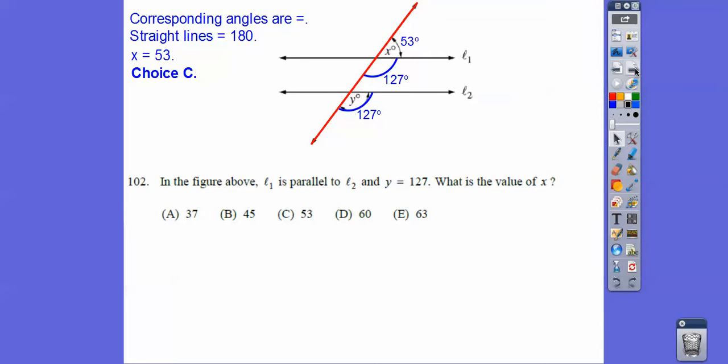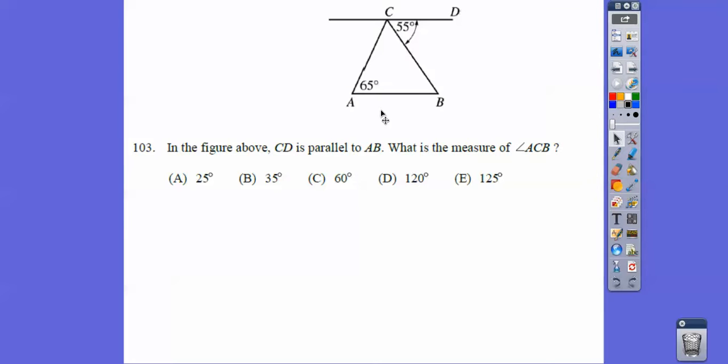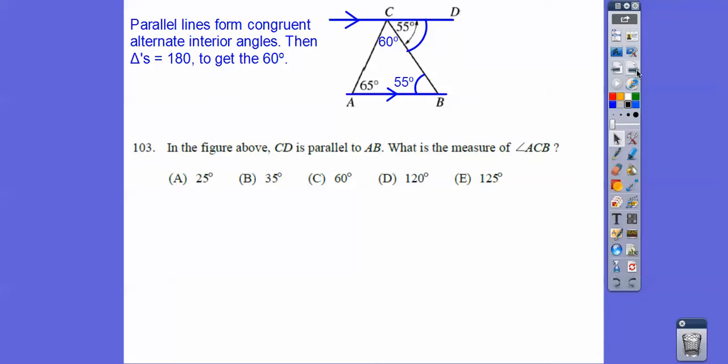Okay, so here we got, in the figure, it says this line is parallel to this line. So this angle and this angle are alternate interior angles. They're equal. So 55, 55, and then the triangle right there tells us that angle is 60 right there.